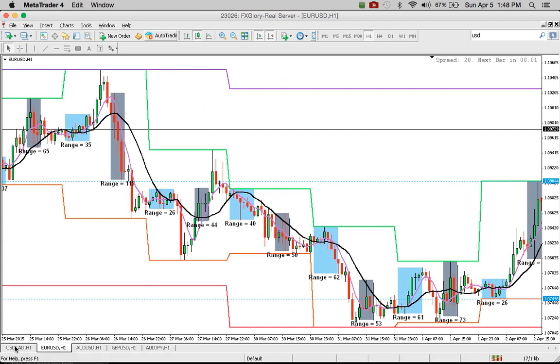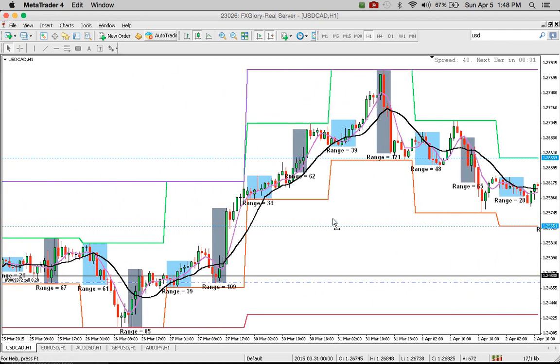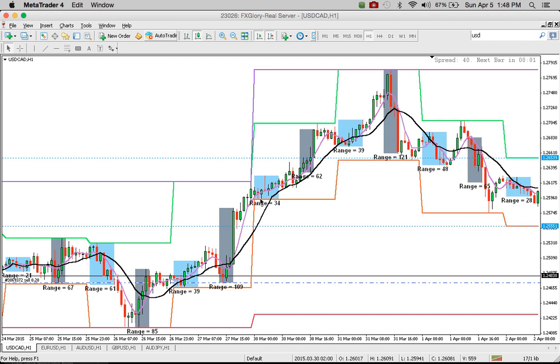Alright. We go to USD CAD. I want you to see how smooth this is. Even if I was to draw a trend line, I want you to see how smooth this really is. It takes a big candle to break a trend. As you can see right here, boom. That's how strong that trend was.